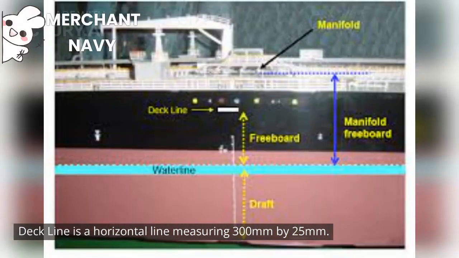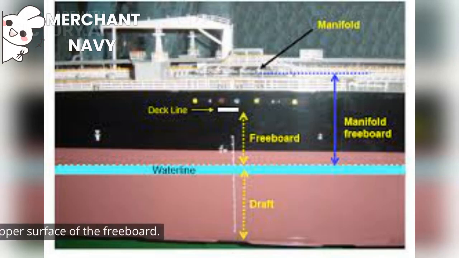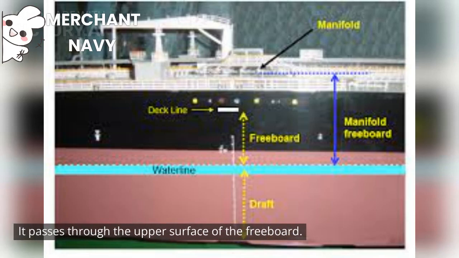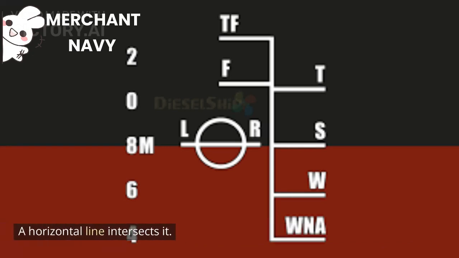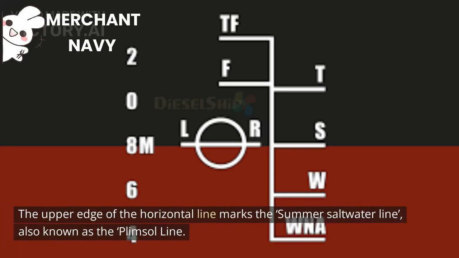Deck line is a horizontal line measuring 300 mm by 25 mm. It passes through the upper surface of the freeboard. Load line disc is a 300 mm diameter and 25 mm thick round-shaped disc. A horizontal line intersects it. The upper edge of the horizontal line marks the summer saltwater line, also known as the Plimsoll line.